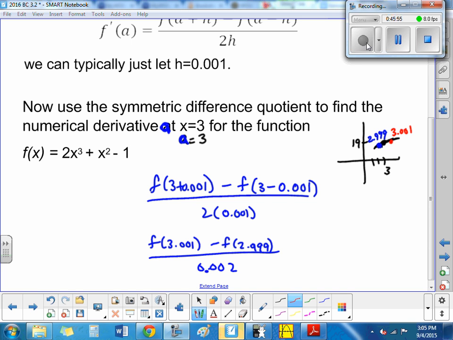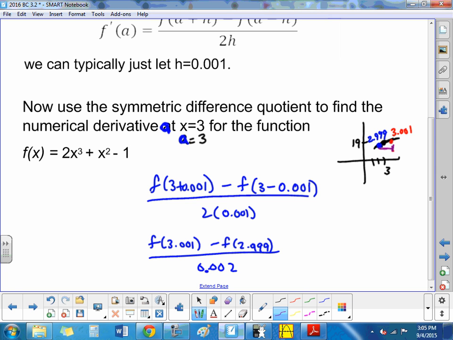Okay, the rise here is 3.001 minus 2.999. The run is 0.002, or 2 times h. So we really are just doing an average rate of change here. But because it's such a tiny little window, we believe the slope of this purple secant line is extremely similar to the slope of the green tangent line here. That's the basic idea. Or just memorize the formula.